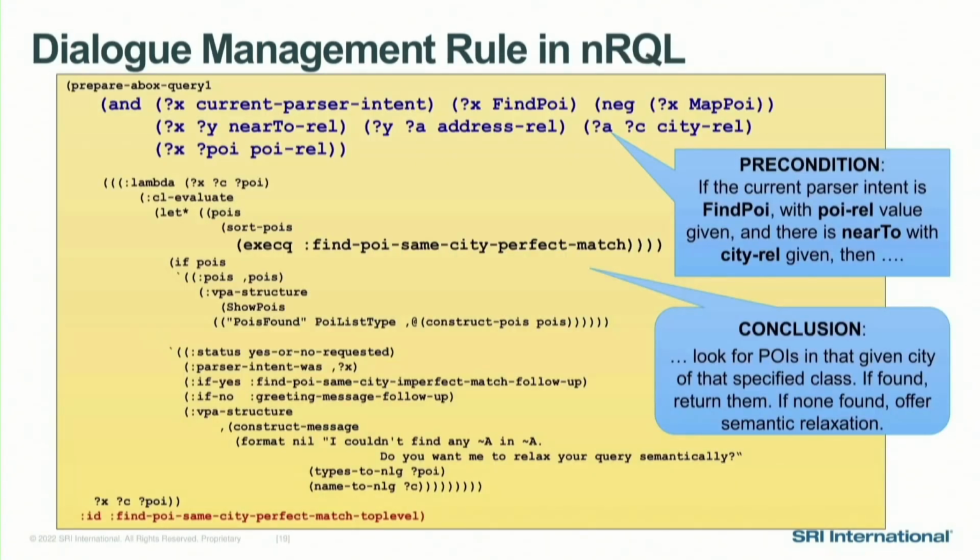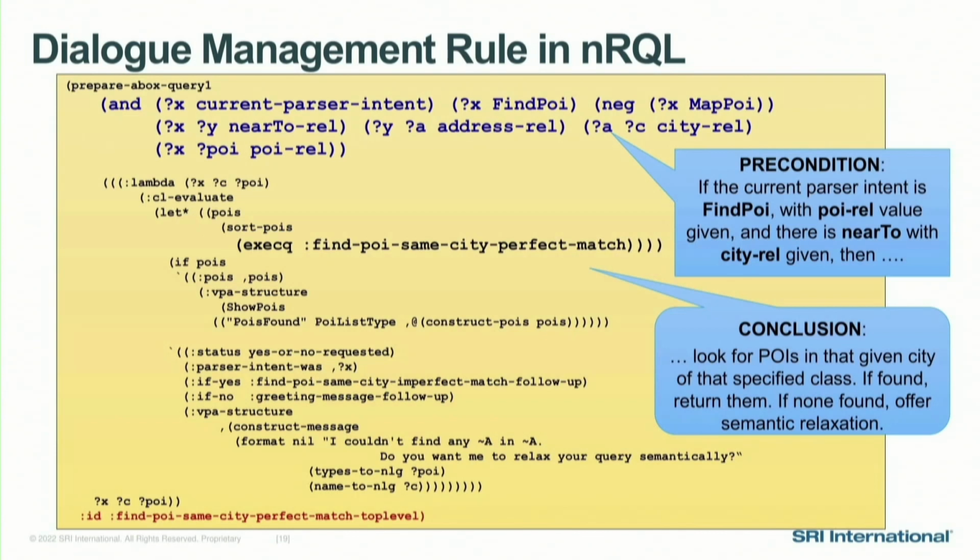The daemon rules can become quite complex though. A rule with the ID find POI same city perfect match is shown here. It computes the answer to a find POI intent in case the restaurant type as well as the city as well as an additional near to constraint are specified. Say you want a Chinese restaurant in Palo Alto near to the train station. The POIs satisfying these constraints are actually computed in the conclusion of this rule using a lambda expression. The lambda expression gets the intent X, the city C, as well as the query by example POI as arguments. With these bindings in place, inside the lambda, another query find POI same city perfect match is evaluated to retrieve the matching POIs from the A-box.